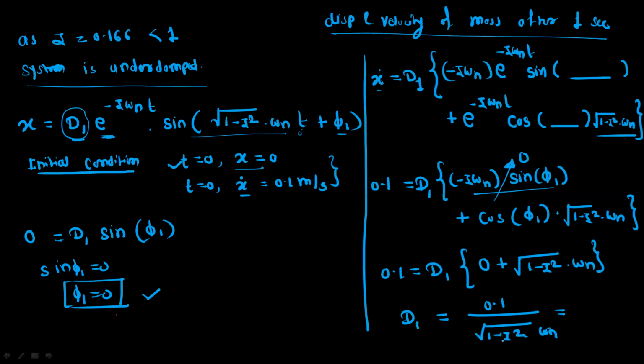So put the value of zeta, which is 0.166, and omega n, which is 22.147. So this is 0.1 upon the square root 1 minus 0.166 square, multiplied by 22.147, to calculate the d1 value.